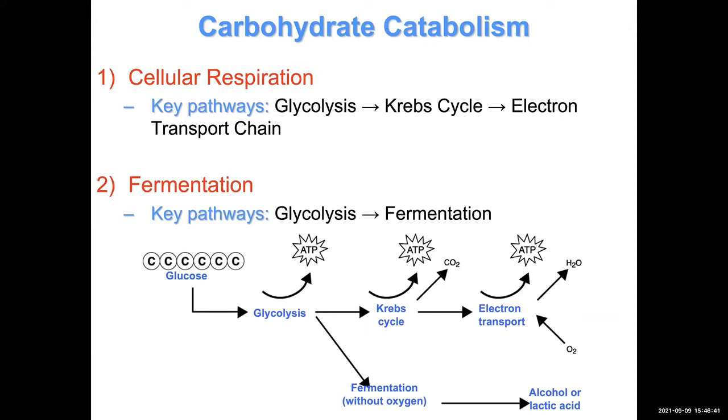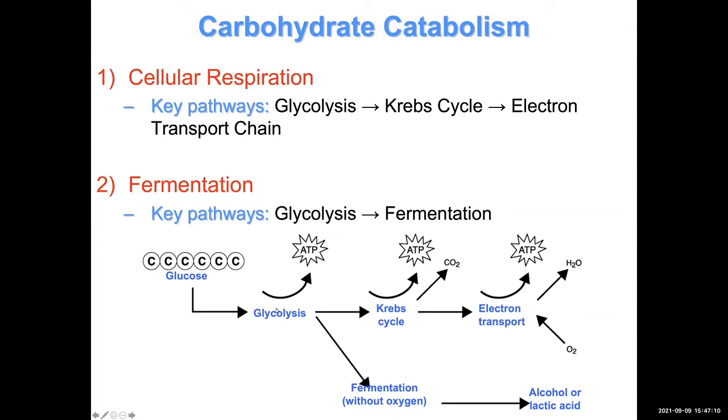Glycolysis. Glyco meaning sugar, lysis breaking apart. So we're breaking down this sugar, and in the process, in glycolysis, we're going to release ATP. After this first pathway of glycolysis, we see that there is a separation between the cellular respiration pathway and the fermentation pathway.